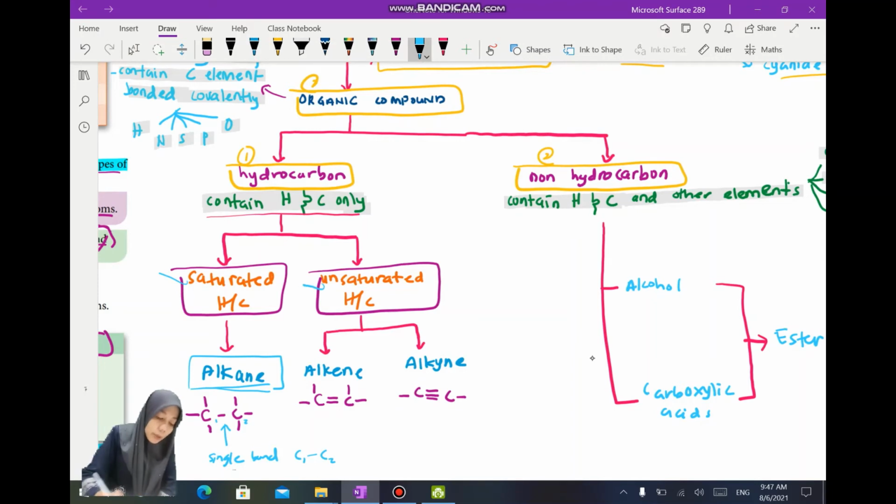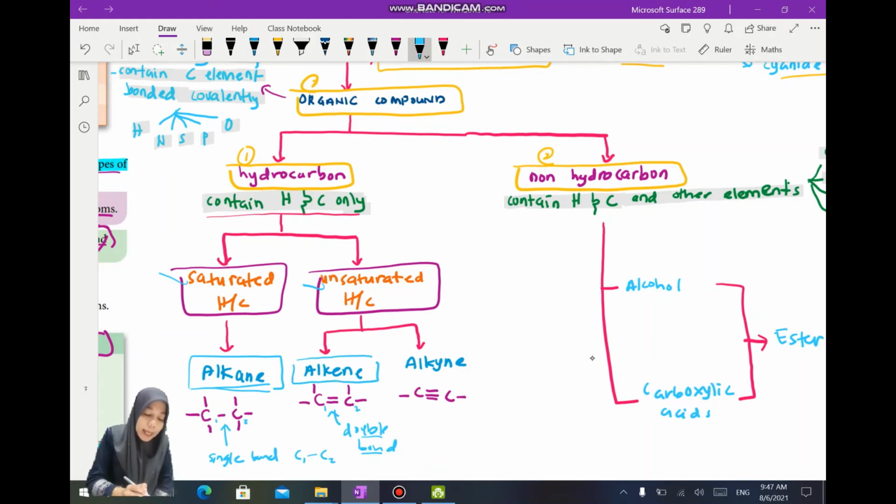Okay, and then look at for the unsaturated. Okay, unsaturated hydrocarbon, it has at least one double bond. Okay, you see here, you look at here, double bond. It has double bonds between carbon atom. So example here C1, C2. Okay, dia mempunyai double bond. Okay, double bond pada antara atom C. So contoh adalah group alkene.